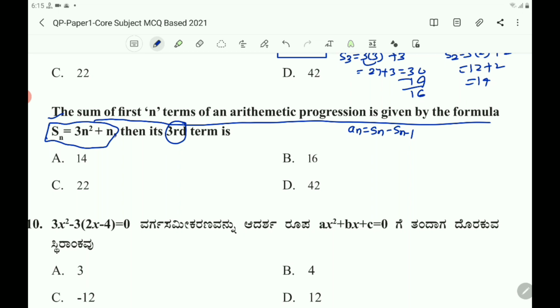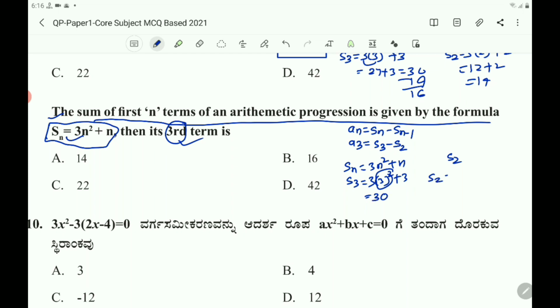Here, what you have to find out is a3. Then a3 becomes S3 minus S2, one less than 3. So get S. Here Sn is given. Sn equals 3n² + n. So in the place of n you take 3. So S3 is 3 × 3² + 3. That becomes 3 3s are 9, 9 3s are 27. 27 + 3 is 30.